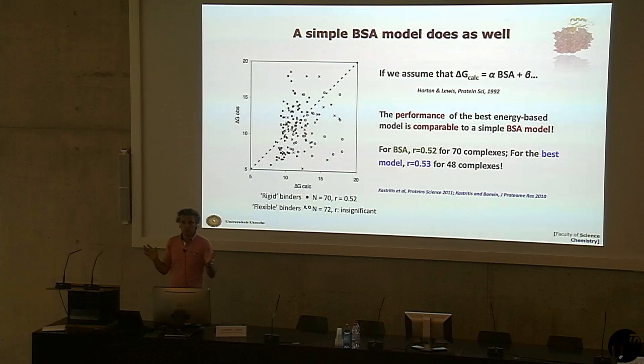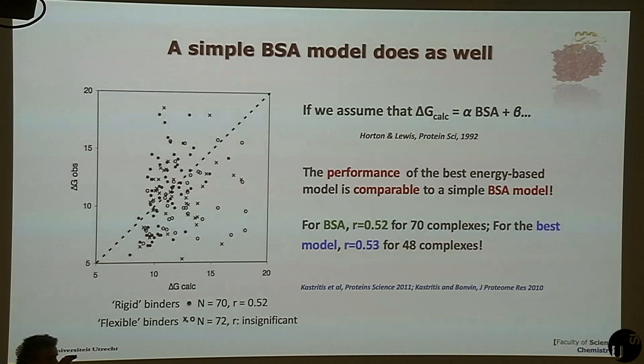Okay, so you can simply take BSA as a proxy of binding affinity, and you get about 0.5. And these correlations only hold for the complexes that are characterized as rigid binders. So there are no conformational changes upon binding. Here the limit was put at 1 angstrom. If there's less than 1 angstrom conformational change, we qualify it as a rigid binder. So you get this correlation, 0.5. If you look at all the systems where there are larger conformational changes, your correlations are gone. So that's bad news for these simple methods.